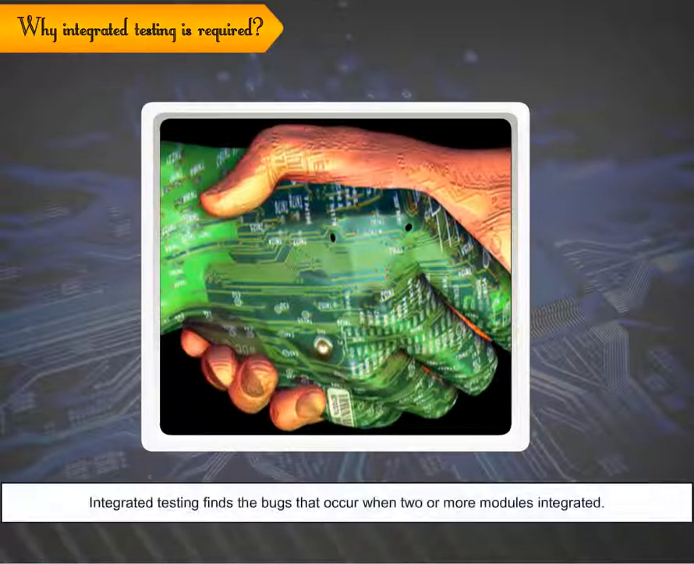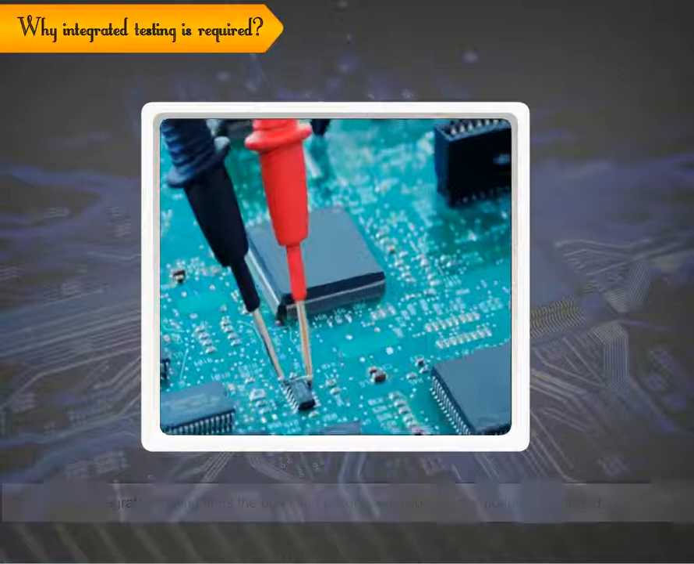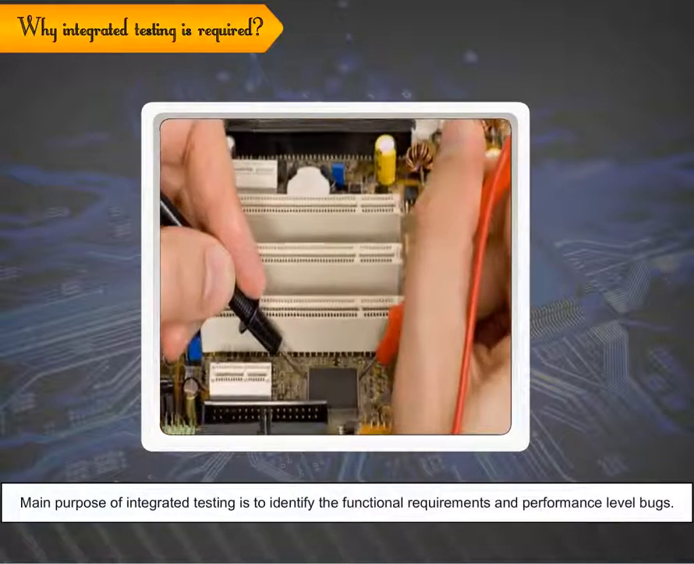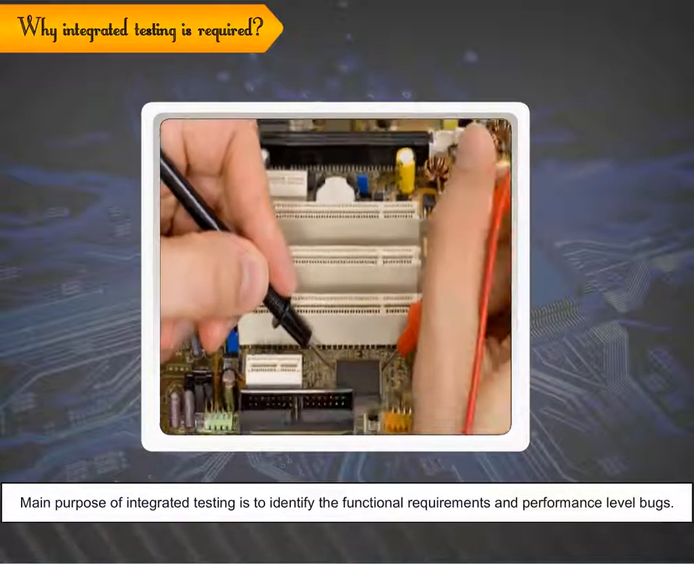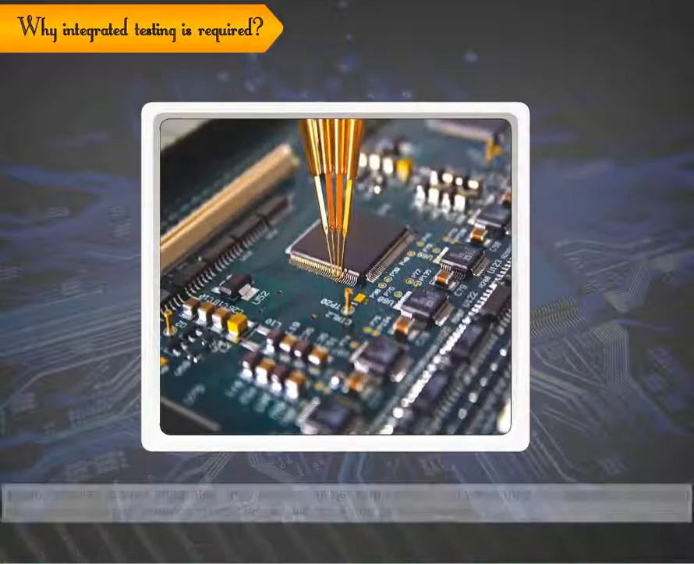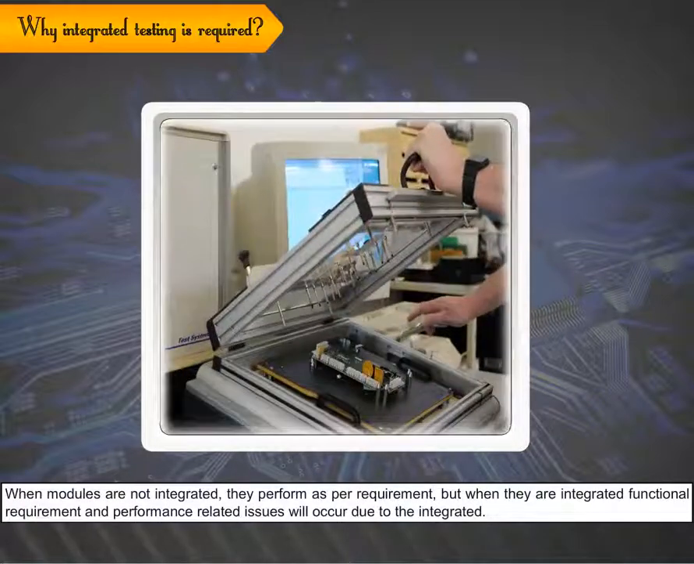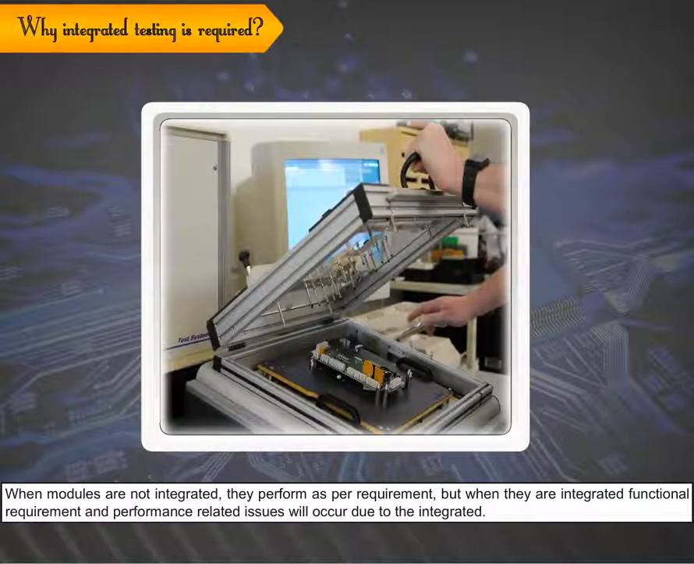Why is integrated testing required? Integrated testing finds the bugs that occur when two or more modules are integrated. The main purpose of integrated testing is to identify the functional requirements and performance level bugs. When modules are not integrated, they perform as per requirement, but when they are integrated, functional requirement and performance-related issues will occur due to the integration.